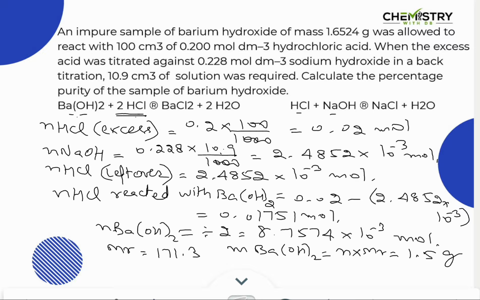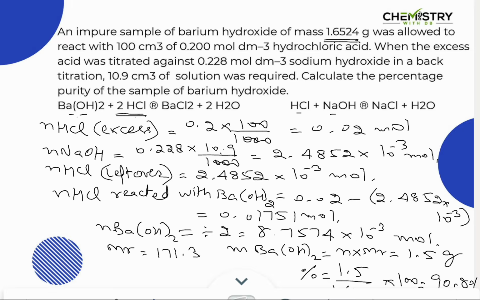Now that we have found out the mass of barium hydroxide, and the total mass of the impure substance was 1.6524, we can find out the percentage by doing 1.5 divided by 1.6524 times 100, which gives us 90.8%. So the percentage purity of the barium hydroxide sample was equal to 90.8% to 3 significant figures.